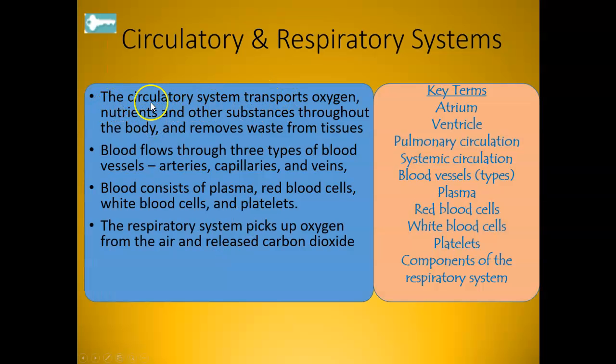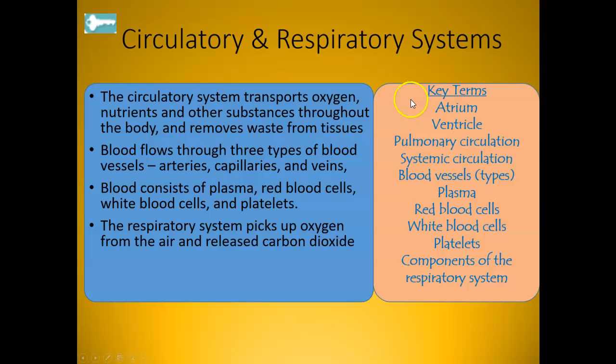Objectives of the day: the circulatory system. We'll talk about how it transports oxygen, nutrients, and other substances throughout the body and removes waste from tissue. Blood flows through three types of blood vessels: arteries, capillaries, and veins. Blood consists of plasma, which is the liquid part, red blood cells, white blood cells, and platelets. We'll get to them as well. The respiratory system functions to pick up oxygen from the air and release carbon dioxide from our blood into the air.